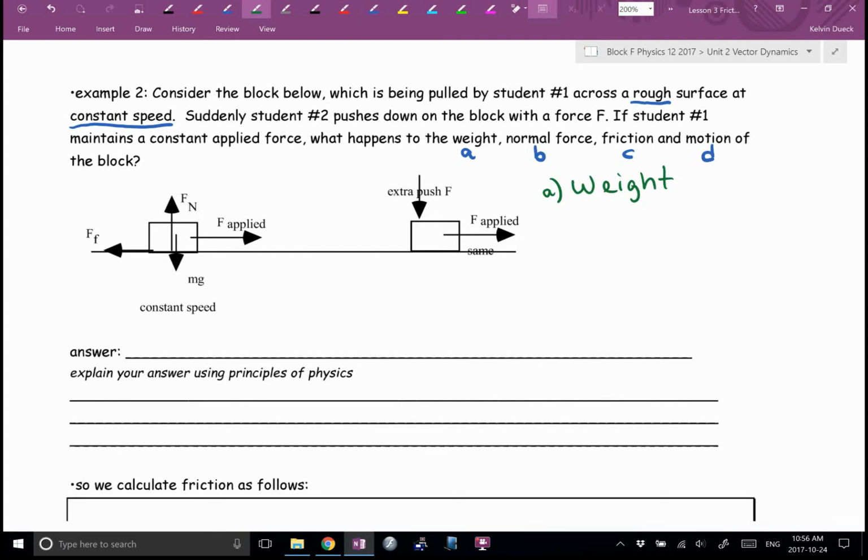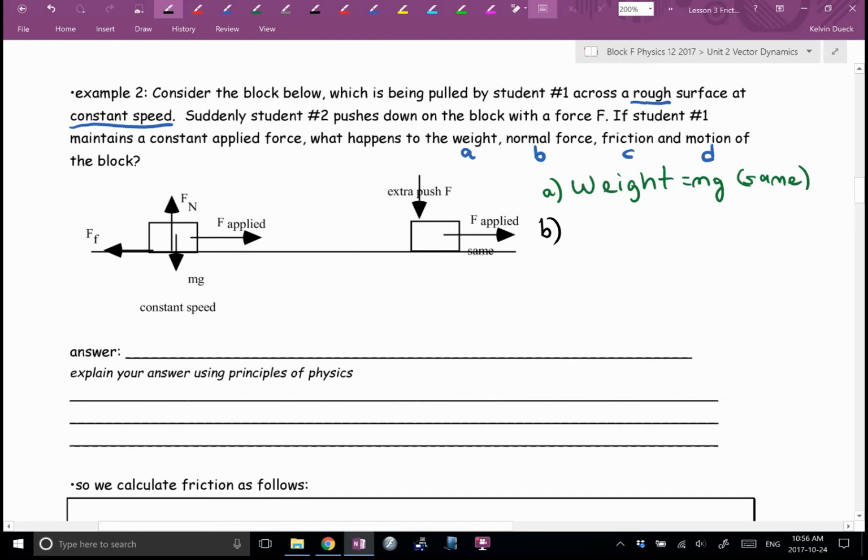Taylor, you're right. I read your lips. I think you're right. Yep. So mg. When Patrick sits on the bench, and we're only talking about the bench now. Look at the bench. Did the mass of the bench change? No. Did gravity change? No. So the weight mg stays the same. B.